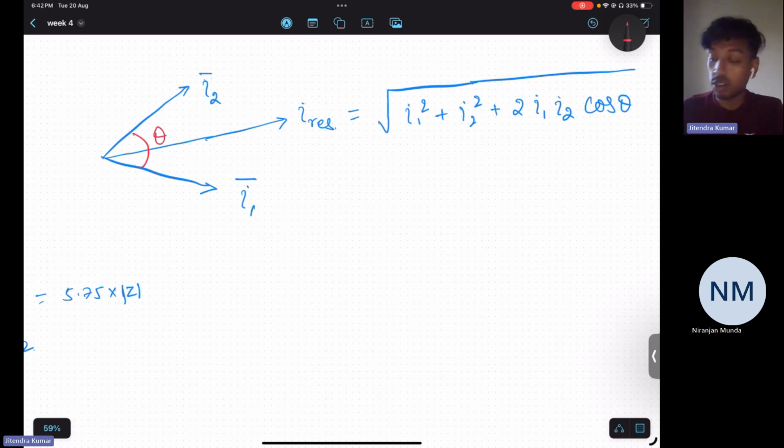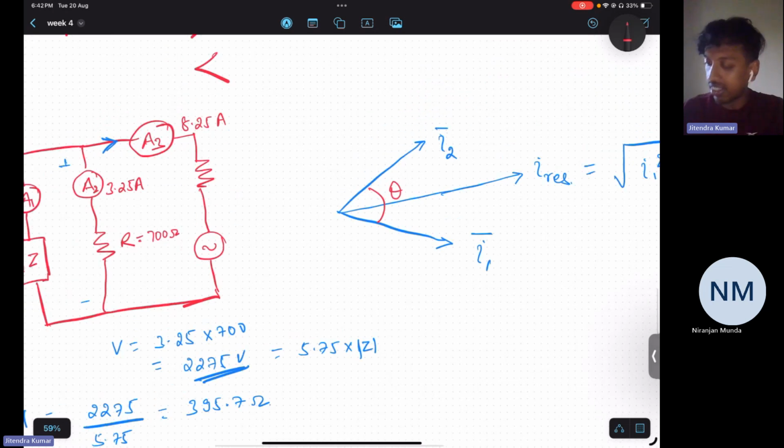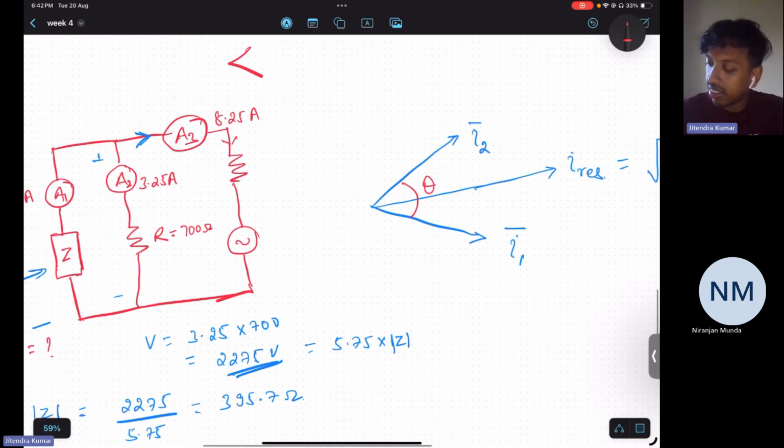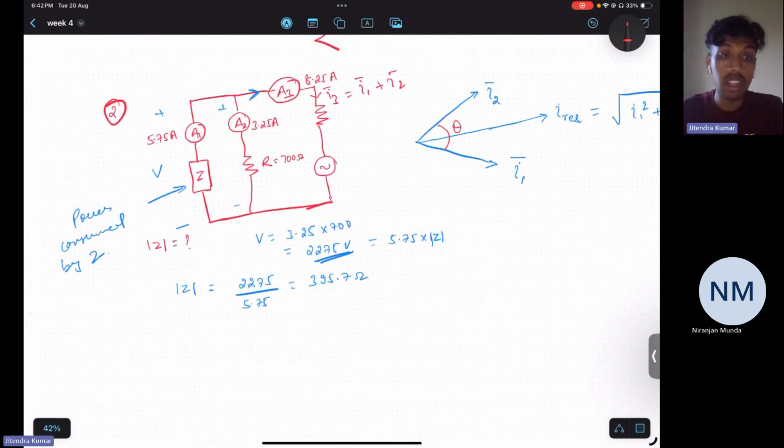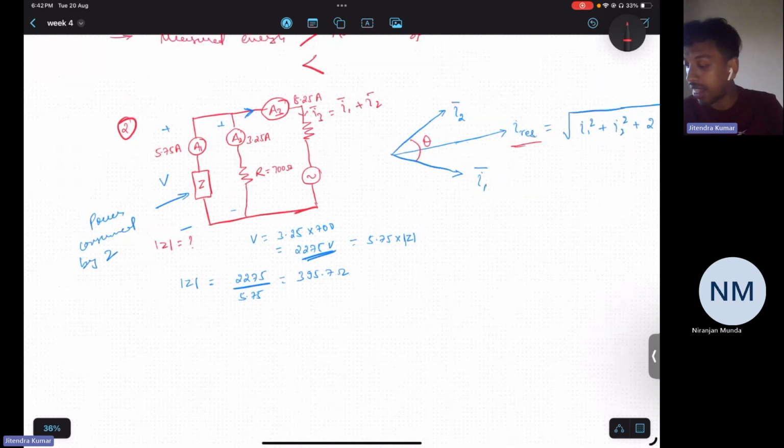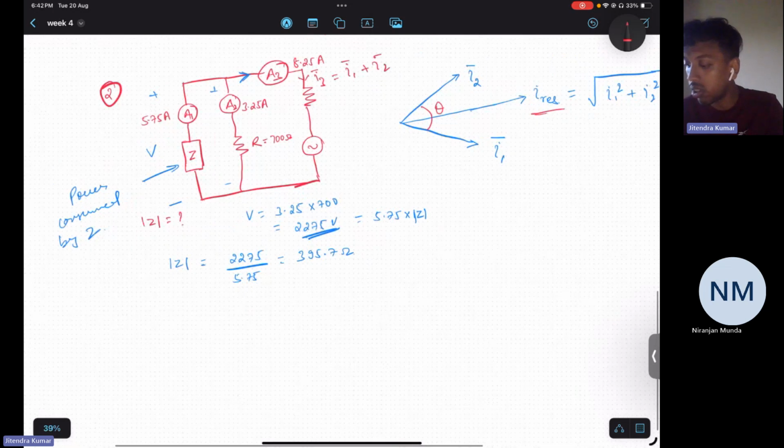Now I think we can easily solve it because we are given A3, meaning current is flowing in this direction, which is the resultant, right? I3 is nothing but I1 plus I2, isn't it? So can you now solve it and let me know the answer of power? First, just let me know the resultant current, then the power consumed by the impedance Z. I am also solving here parallelly. You can also solve on your own.